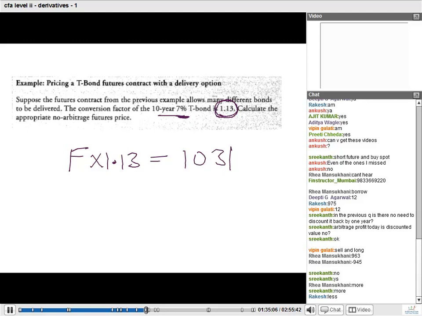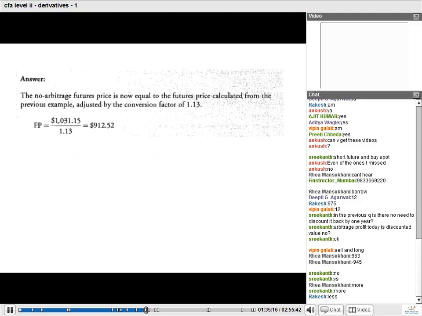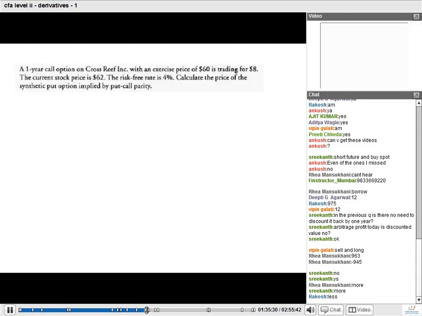So what would be the no arbitrage futures price for the original bond on which they would have debated? It would have been 1031 divided by the conversion factor. So if the conversion factor was 1, then there would be no change. The calculated no arbitrage futures price would be the same as the futures price.